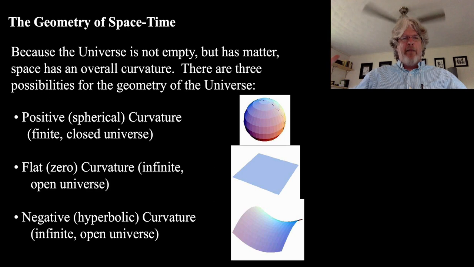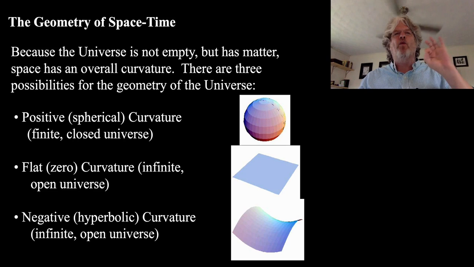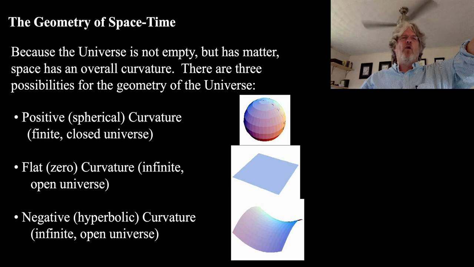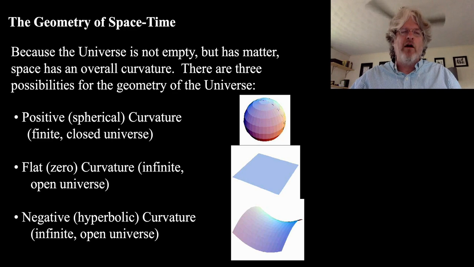When you talk about positive curvature, this is a closed universe. It's closed, meaning I can sit here and go off in some direction, and I'm not going to reach the end of the universe, but I'm going to come back to where I started, sort of like the surface of a balloon or the surface of the Earth. If I start walking north and keep walking north, I can get across the water and so on. I'm going to come back to where I started, even though I never hit a wall or anything like that.